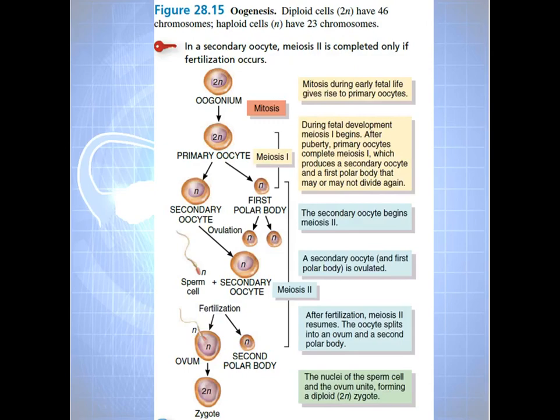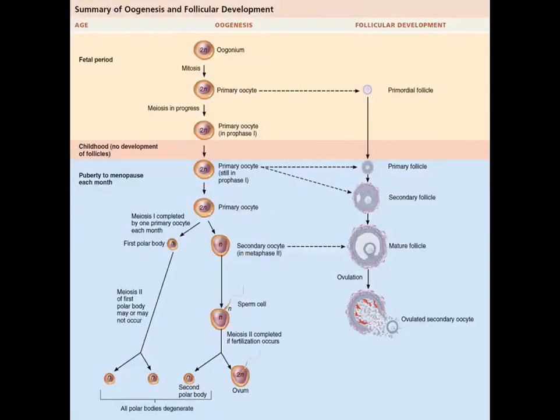First is the oogonium, which goes through mitosis and forms the primary oocyte. After this, the primary oocyte goes through meiosis I, forming the secondary oocyte and the first polar body. After that, the first polar body forms two haploid cells. The secondary oocyte, at ovulation, goes through meiosis II and forms the fertilization. This is the summary of oogenesis.